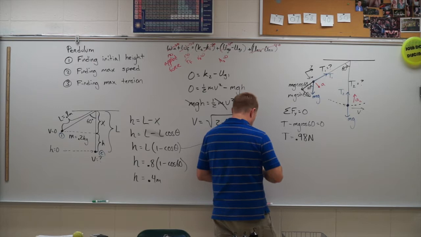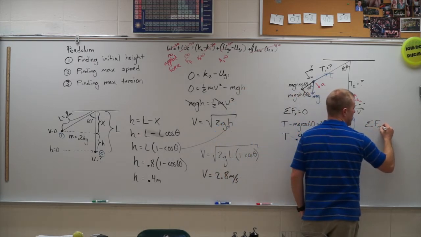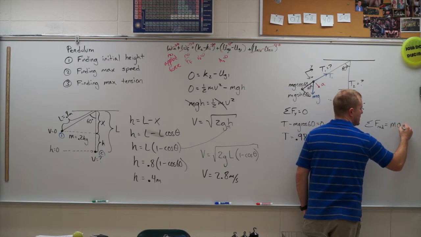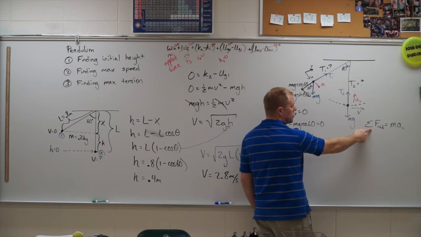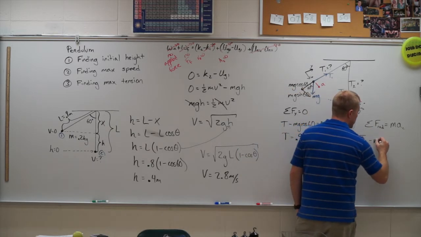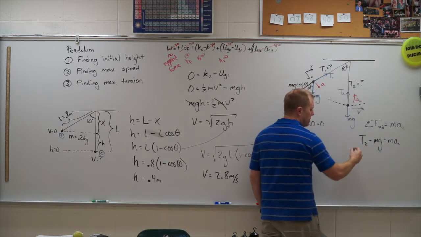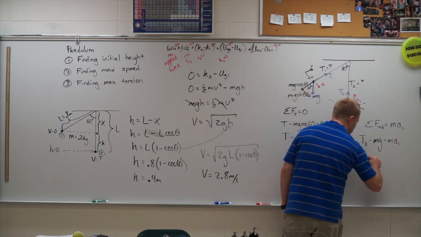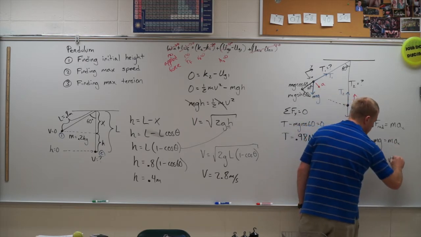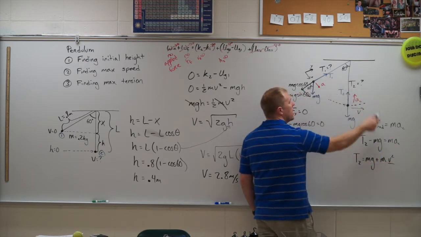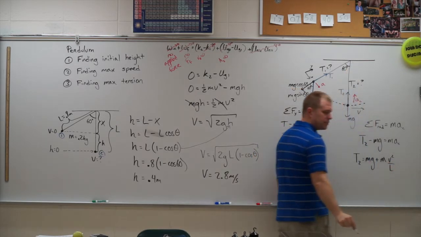Now I can sum up the forces in my radial direction. So I sum up the forces in my radial direction, set equal to MAC. Go ahead and sum up those forces. So I have T2 minus mg equals MAC. Solving for T2, so T2 is equal to mg plus MAC, where I'm going to substitute in v squared over r. And in our case, r is going to be the length of our string.